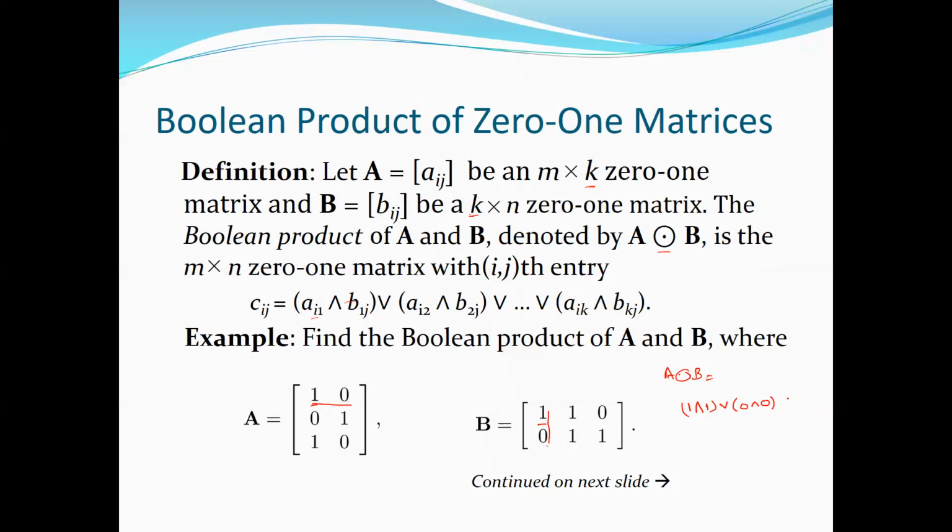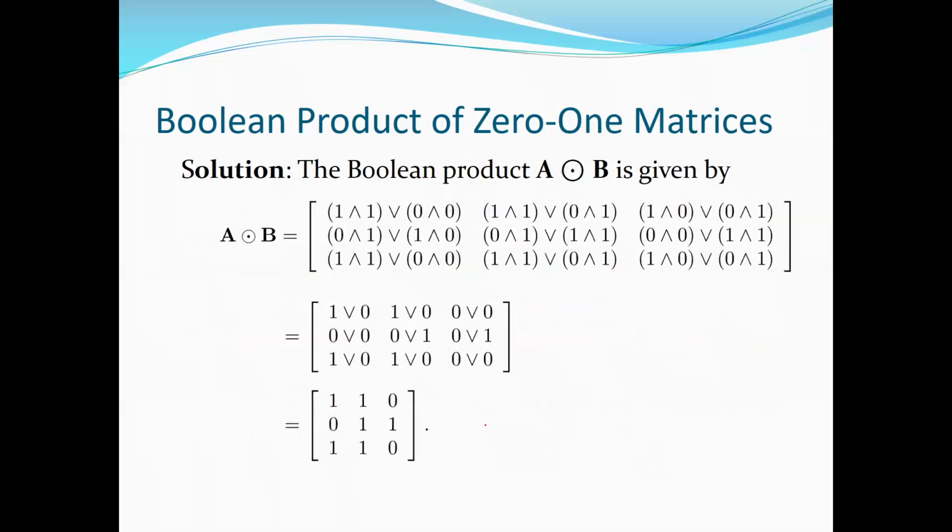For the second element here, you got the idea. I have the solution in the next slide. You got the idea, right? So what will be the answer? 1 and 1 is 1, 0 and 0 is 0, so 1 or 0, the answer would be 1. So the first element of the Boolean product of A and B would be 1 here, and then we need to find the rest of the elements. That is solved here.